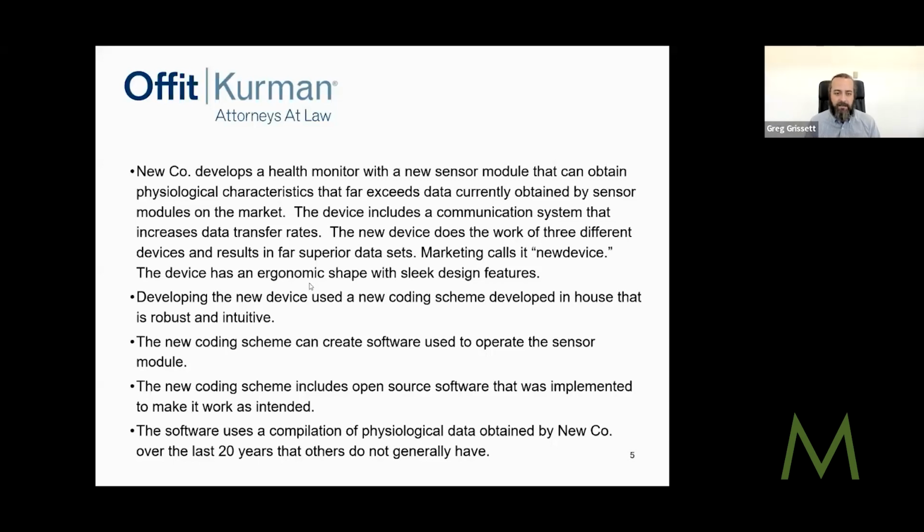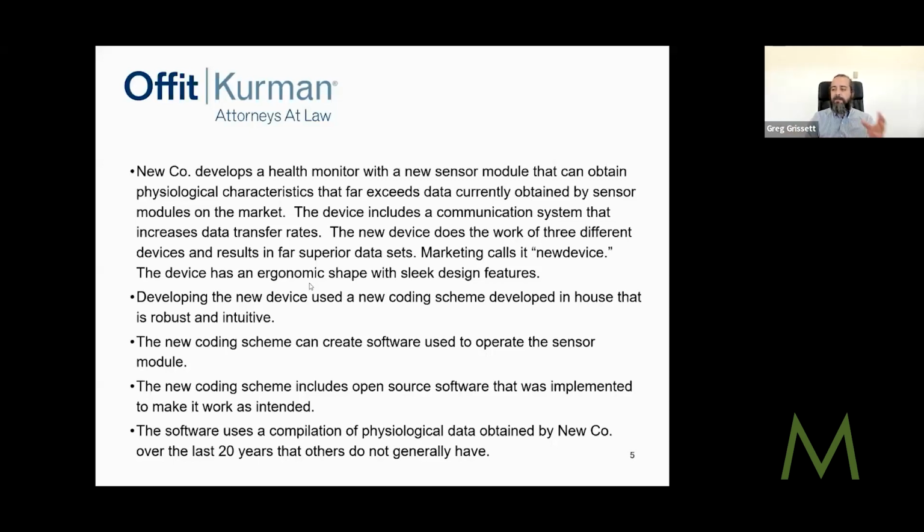Marketing calls it new device. It's got this ergonomic shape. It looks really good. In developing this product, they had to come up with a new coding scheme developed in-house. It's robust, intuitive. That coding scheme was used to create software that operates the sensor. And then there was some open source thrown in there. But the product was also based on this compilation of physiological data obtained by the company for the last 20 years that others don't have.